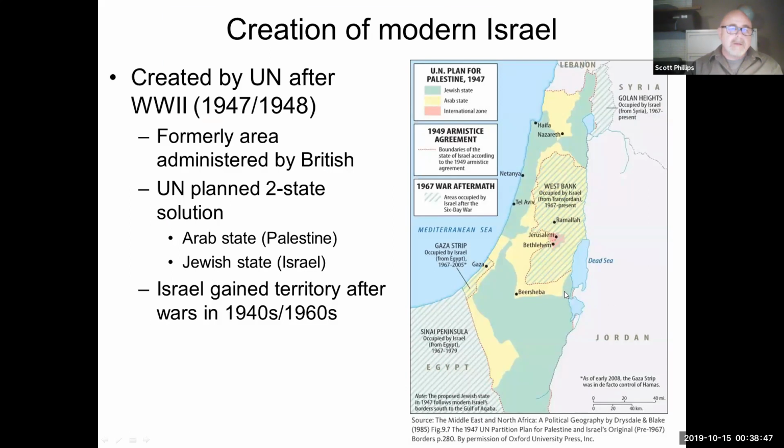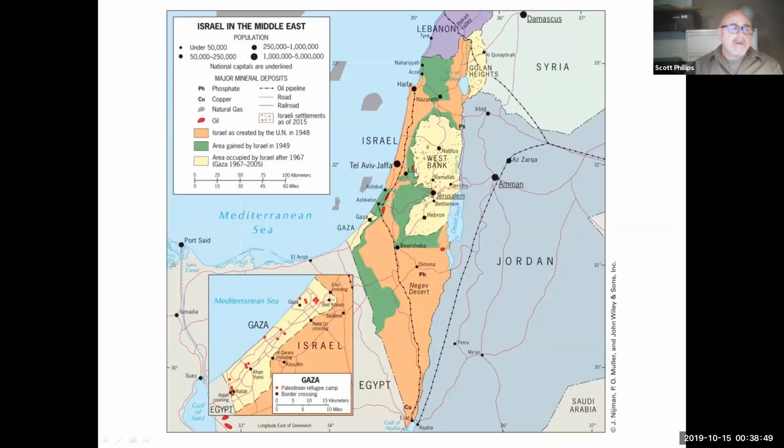And so here's a kind of a modern view of it. You have area gained by Israel in green. You have the West Bank that's occupied by Israel. They're also occupying a little bit of Syria called the Golan Heights, and also the Gaza Strip. And so these are now disconnected from each other and controlled by Israel.